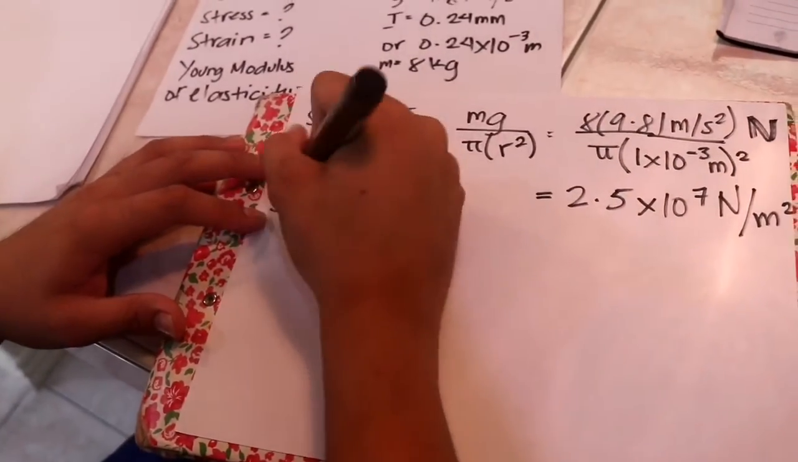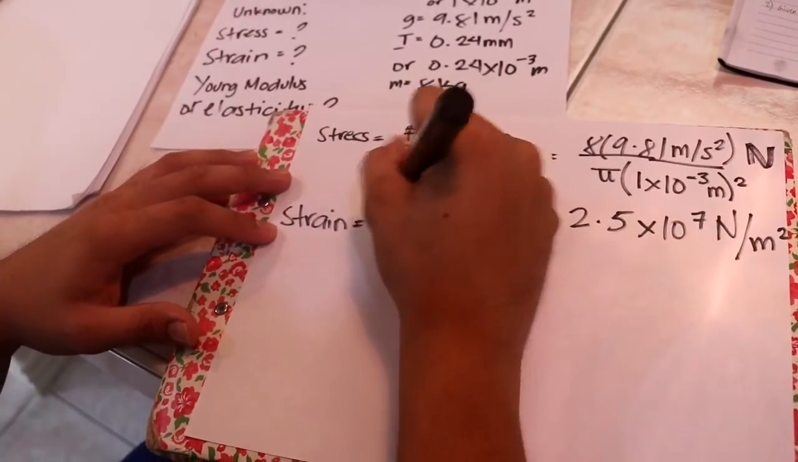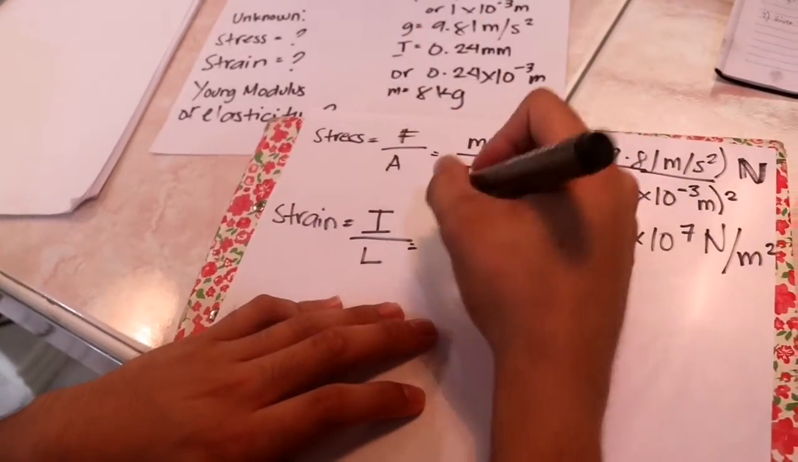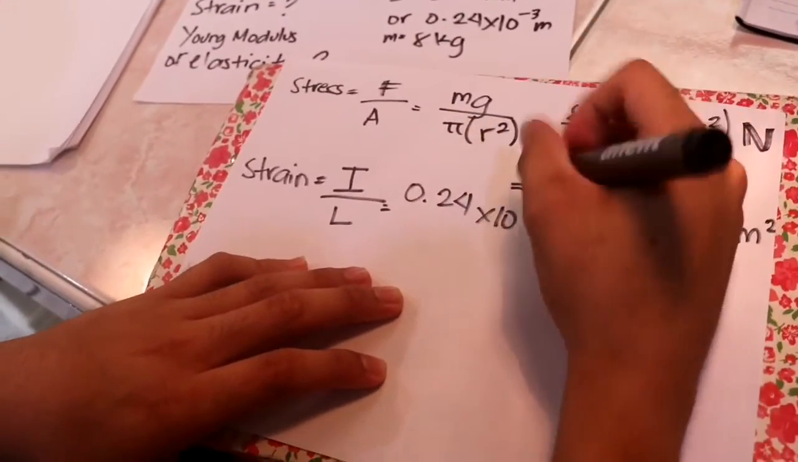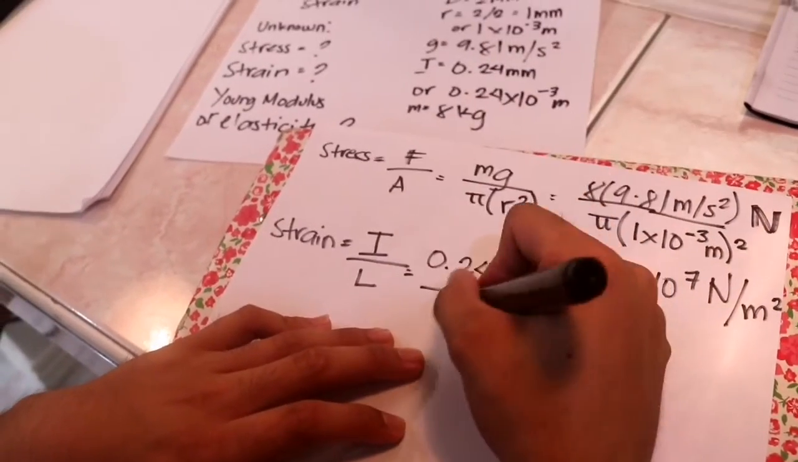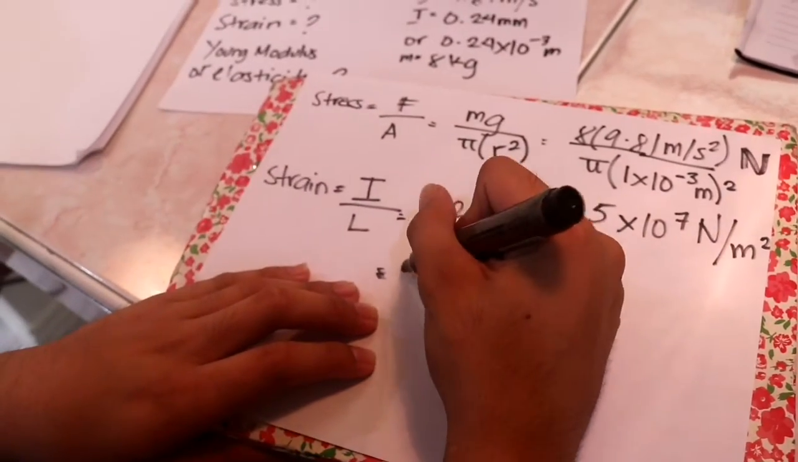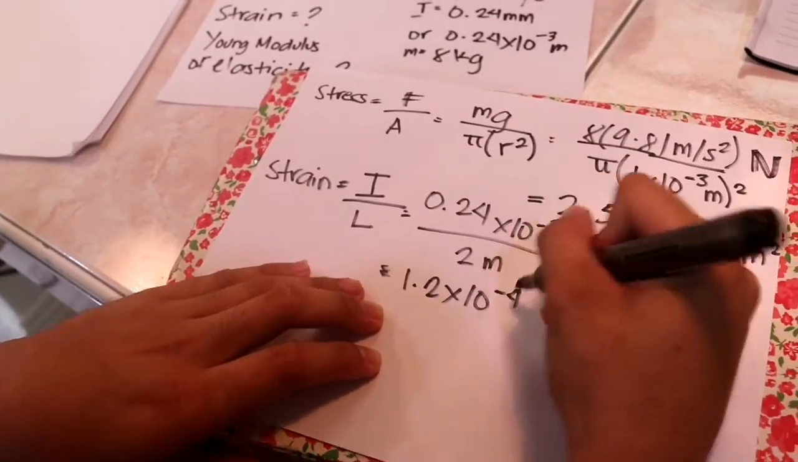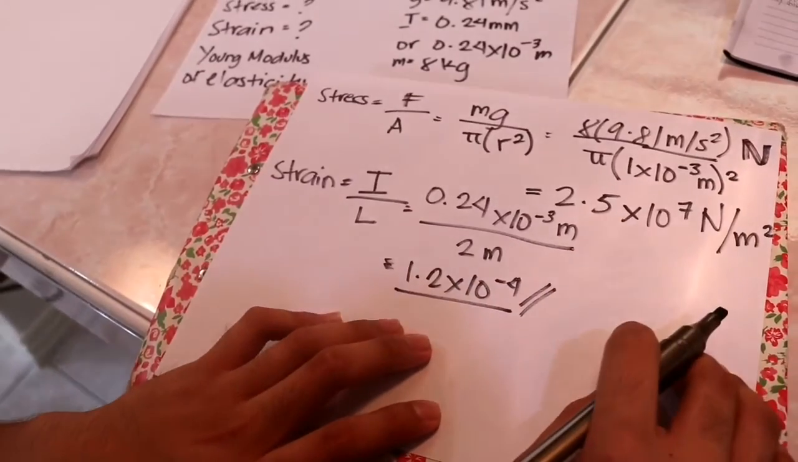Next is the strain. Strain is equal to increased length over the length. So increased length is 0.24 times 10 raised to negative 3 meter over the length, which is 2 meter. So the answer is 1.2 times 10 raised to negative 4. So that's the answer for the strain.